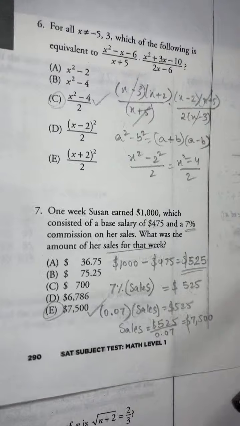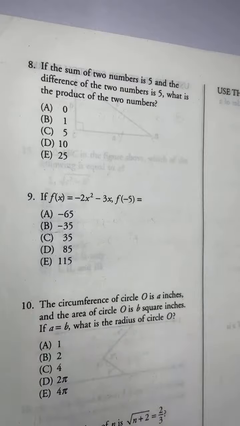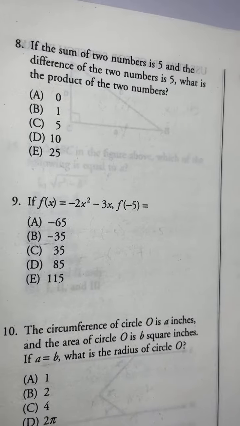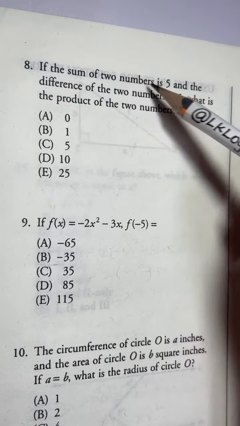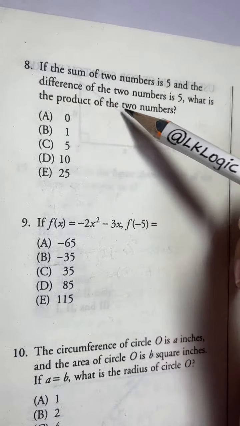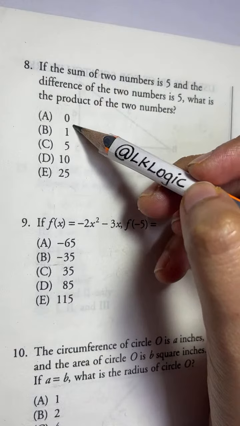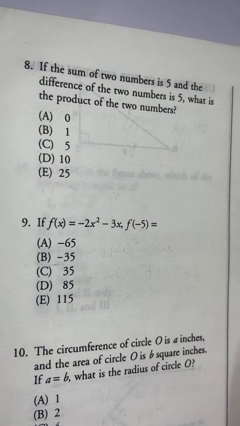Okay, let's see if you can answer question number 8. The question number 8 says, if the sum of two numbers is 5 and the difference of the two numbers is 5, what is the product of the two numbers? Is it 0, 1, 5, 10 or 25? And that's easy. You just have to apply algebra and solve it. So you only have 10 seconds to solve that. Come on, try it out.